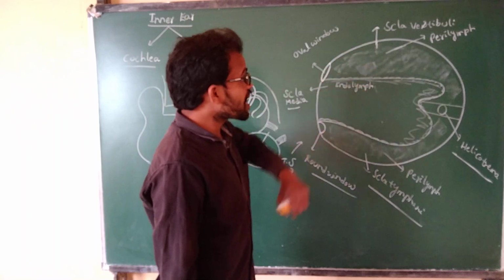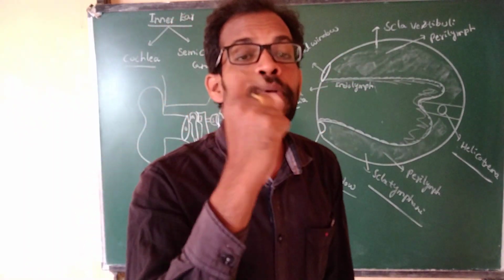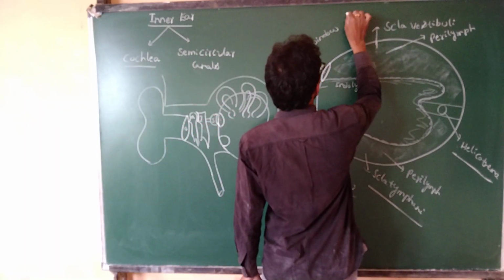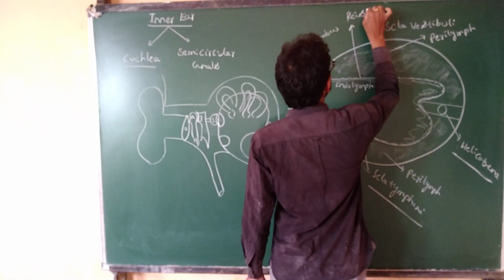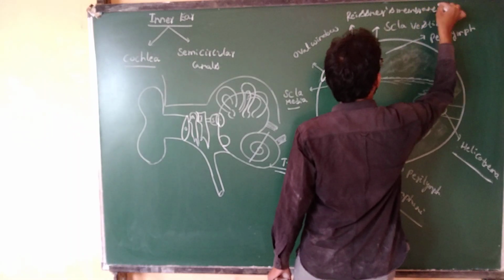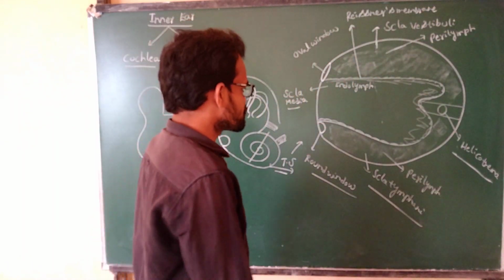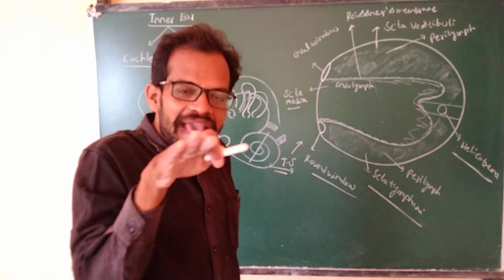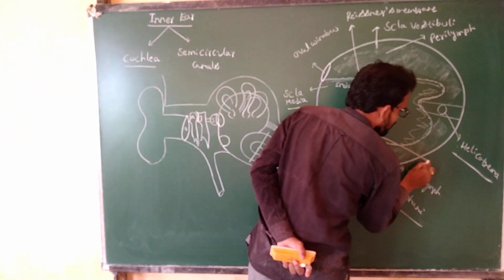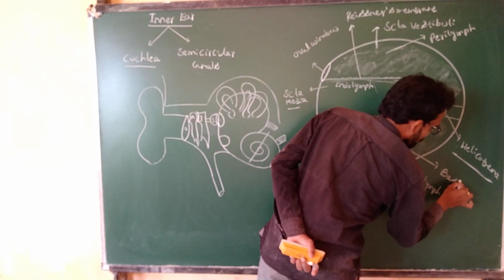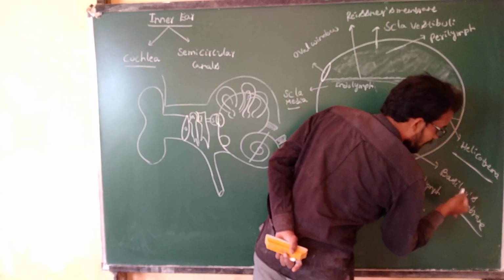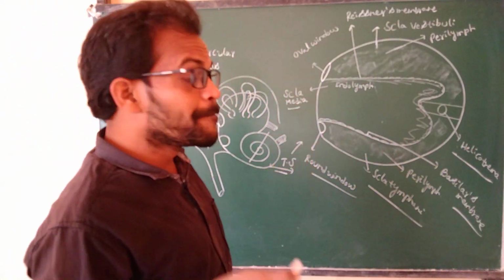Coming to the next one, the scala vestibuli consists of one important membrane known as Reissner's membrane. Here, the base of the scala media consists of the basilar membrane.